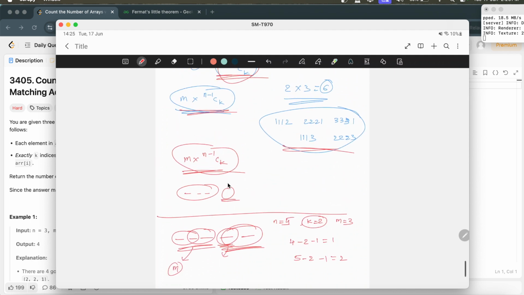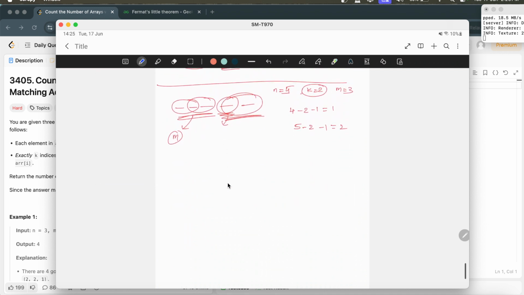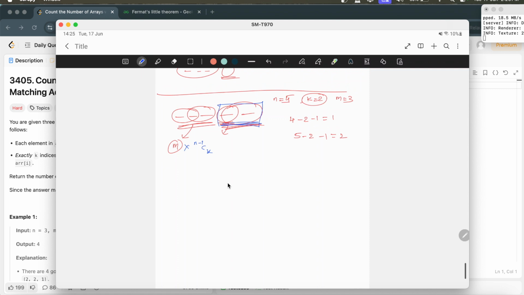Okay, that is something we already noticed right over here at the top. Those values actually got filled with m. m into n minus 1 Ck is the formula that we derived. Now for all these left out indices, we have to fill in the information with something. So this got filled with m.